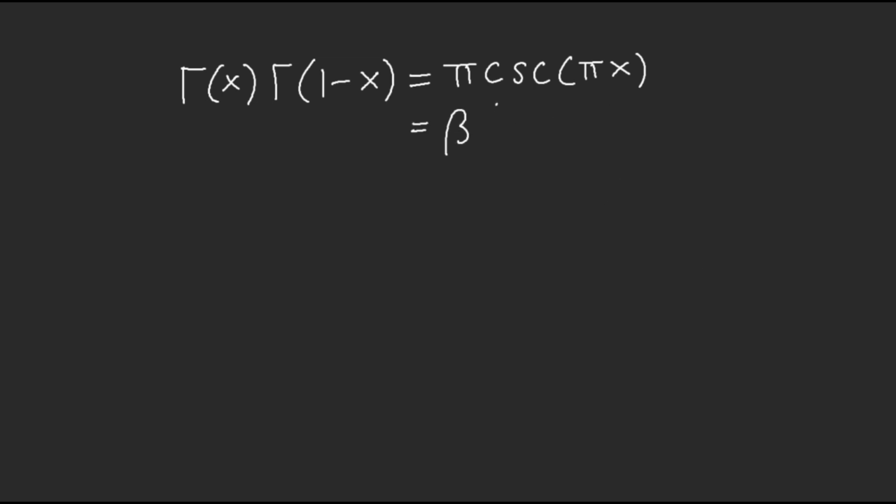Oh god, I feel like I just triggered a lot of mathematicians there. But gamma of x times gamma of 1 minus x is equal to pi times cosecant of pi x. This is Euler's reflection formula. And this is actually the same thing as, if you put it in beta function form, B(x, 1 minus x). That's the beta function form.